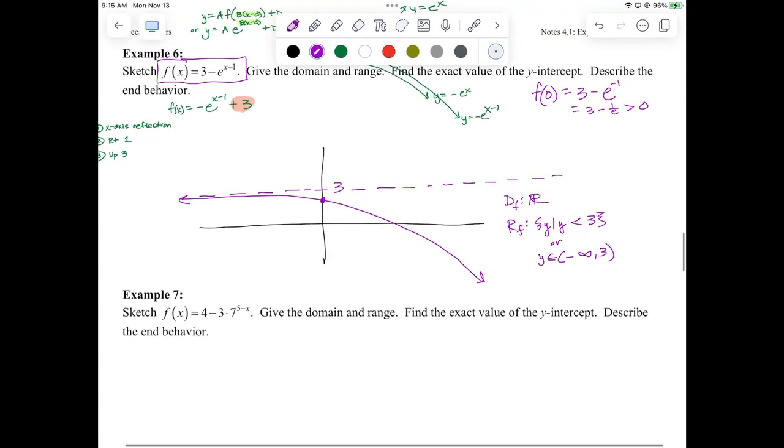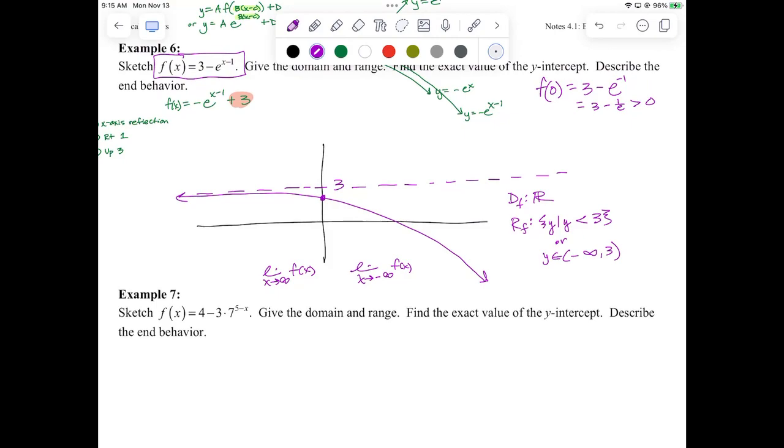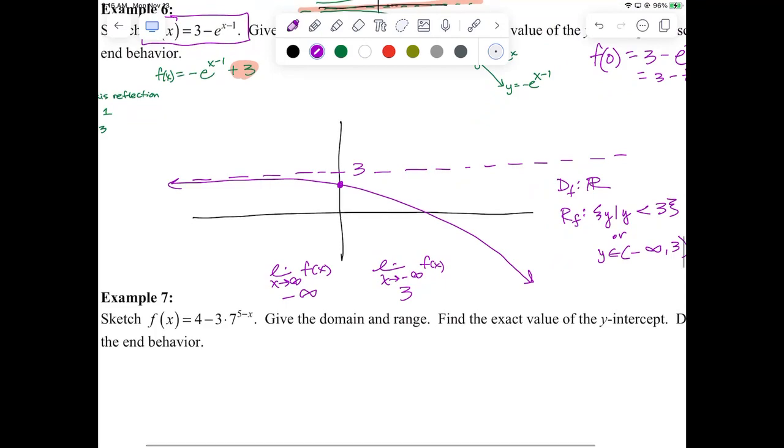All right, we got 2 end behaviors to figure out. What's the limit as x goes to infinity of f of x? And what's the limit as x goes to negative infinity of f of x? Let's do the right end behavior first. Hop on the graph, head out to the right. What does it go to? It goes down to negative infinity. Very good. And what's the limit as x goes to negative infinity? It's going to 3.